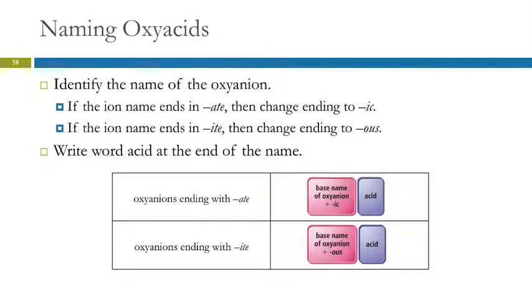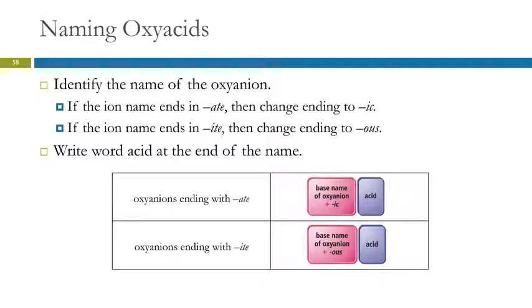Then the oxyacids. The oxyacids have oxygen in them. So it's going to be one or more hydrogens and then one of those oxyanions that I told you to memorize. You look at the name of the oxyanion. That will end in ate or ite. The pattern here is if the oxyanion's name ends in ate, we change the ending of that name to ic. So ate becomes ic. And if it ends with ite, that becomes us.